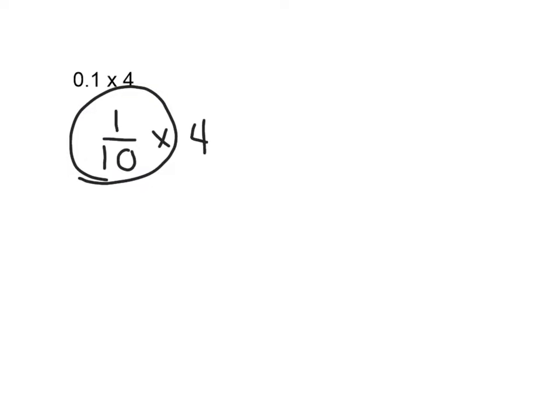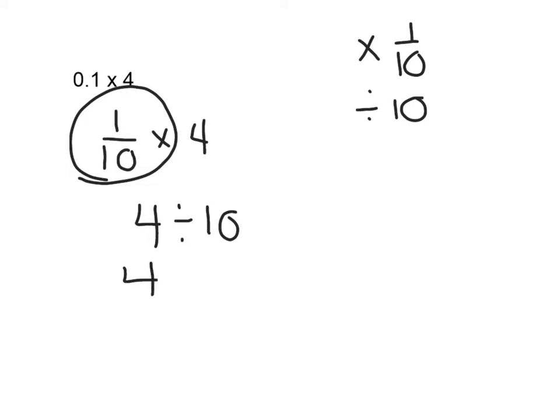Let's begin. We have this problem, 1/10 times 4. Well, let's write that as a fraction. 1/10 times 4. This looks familiar. If we think back to Module 1, what do we know about multiplying a number times 1/10? Well, we know it's the same as dividing by 10. So, can we take 4 and divide 4 by 10? Which is the same as 4 multiplied by 1/10?